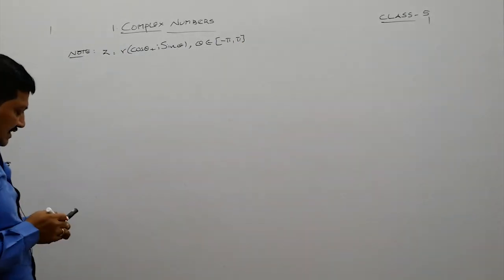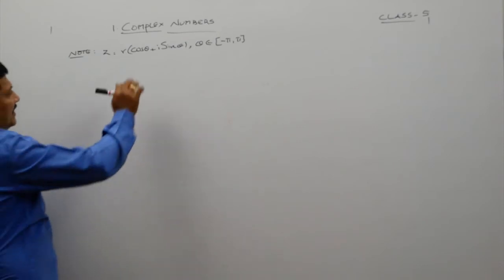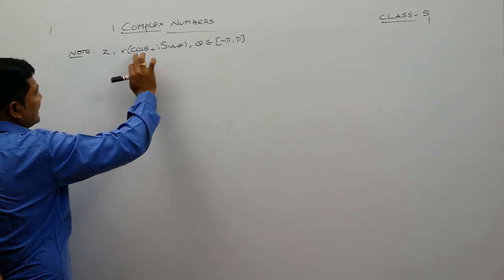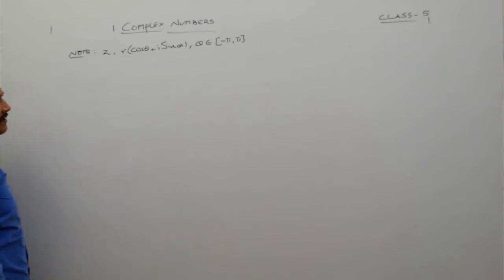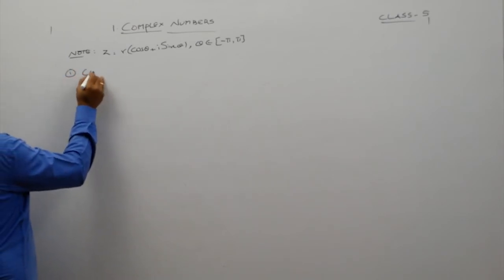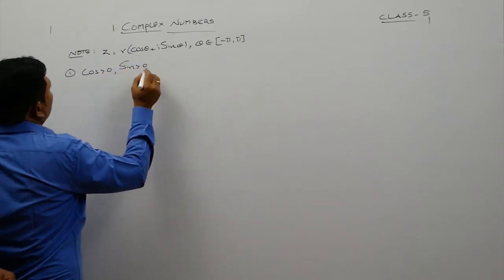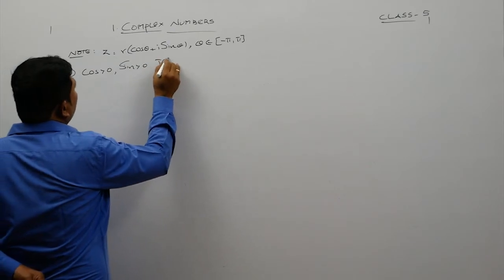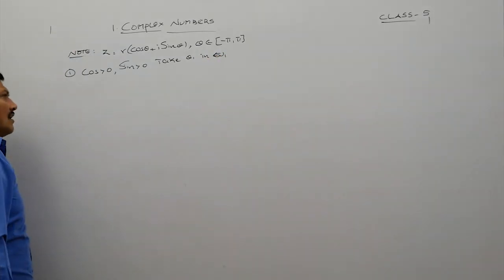Now here in deciding r, it's very simple. r is equal to root of x square plus y square. But here, according to the signs of cos and sine, we have to choose the values of theta so that it will become the principal argument. Now let's see. First point, cos is positive, greater than 0, as well as sine is positive. So take theta in first quadrant, because we know that every trigonometric function is positive in first quadrant.